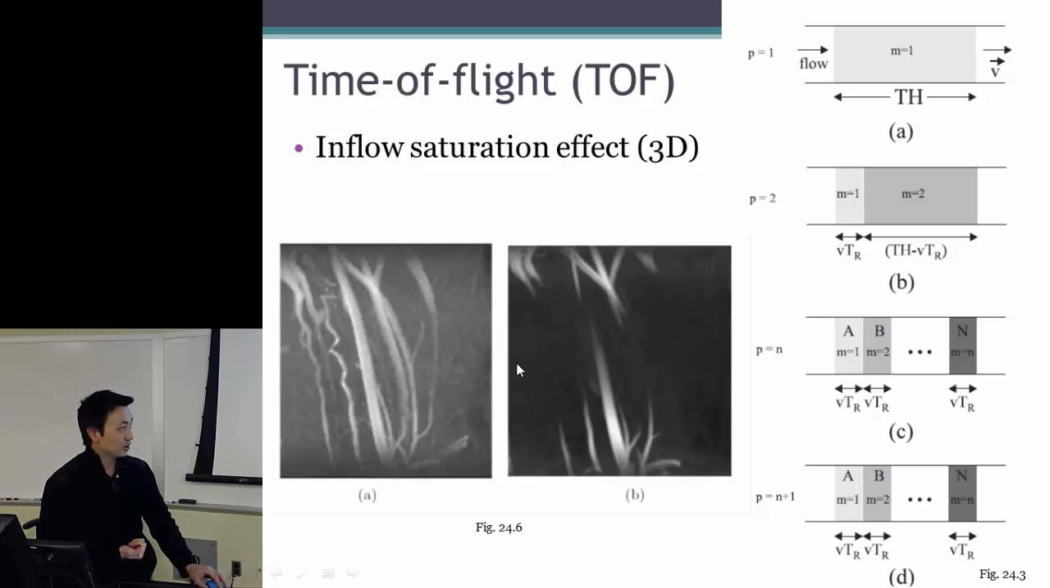And then we shift this imaging slab and collect another 3D slab here. We will also be seeing a much higher signal for the blood inflow in here. So the strategy is that we collect multiple thinner slabs, and then we can get a better TOF effect, and we can show the vessels more clearly, just like this.